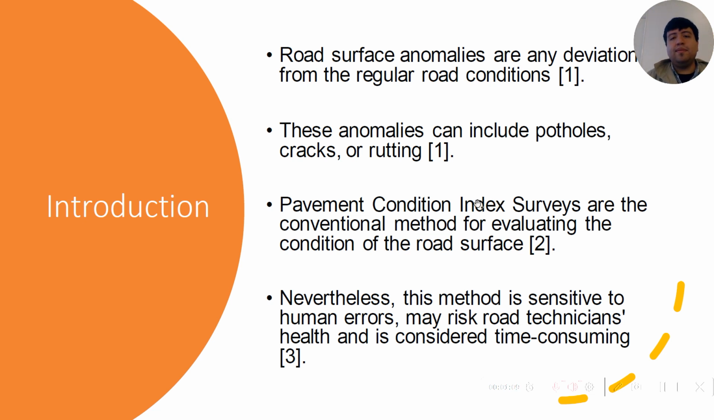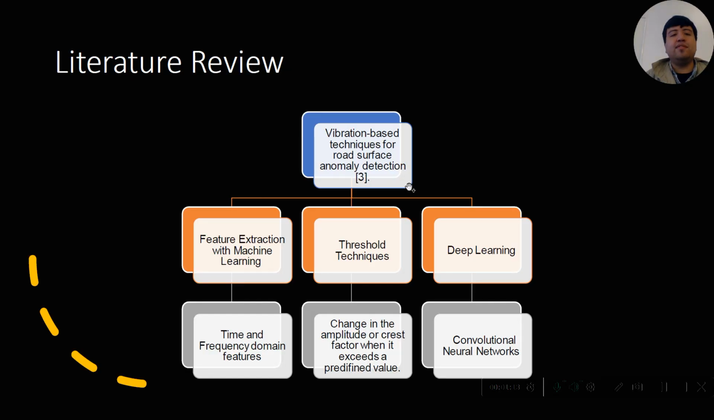Based on these problems, in the literature, we can find works that have tried to detect these road surface anomalies without human intervention. One of the approaches is to use the vibration of the vehicle to classify or detect these road surface anomalies. In this case, we can find works that have tried to use feature extraction with machine learning, for instance, using time and frequency domain features.